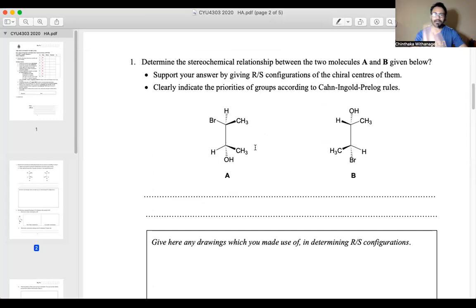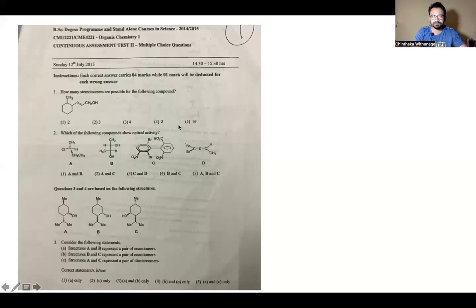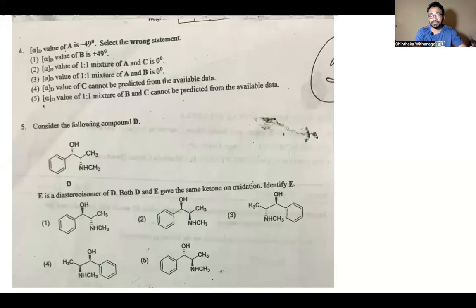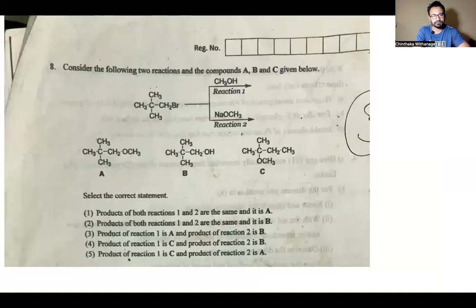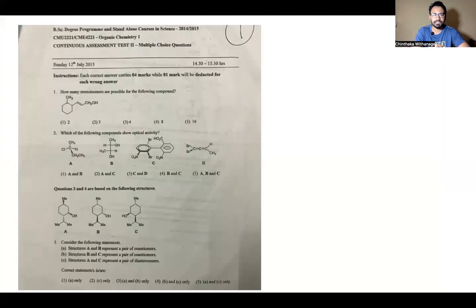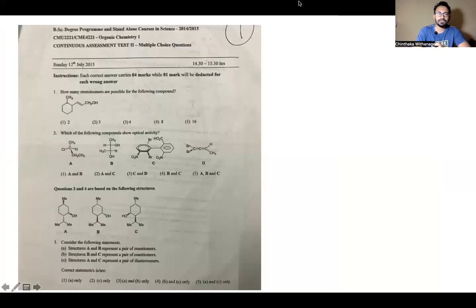After that, I will upload a separate video with the 2014-15 paper. In that one we will discuss the MCQ questions. I'll just show you a few of those MCQ questions. These are the questions I'm going to discuss with you in the second video. You can see it's a 1 hour paper with MCQ and structured questions also, right? Okay, then let's go to the paper.